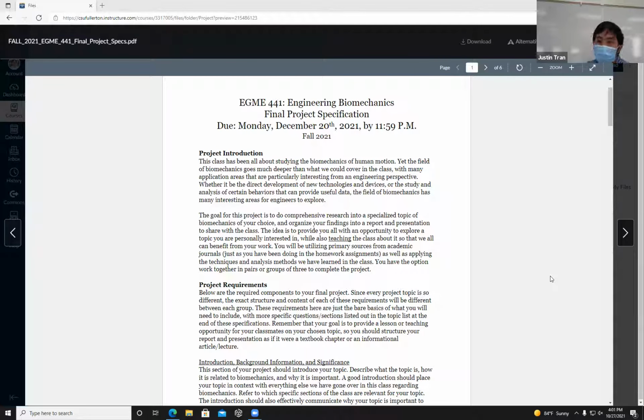Because the thing with biomechanics, as we've said a lot in this class, is that it's a very wide topic area. And so there are so many really interesting areas of biomechanics that we're just not going to be able to get to in this class, because this is the only one of its kind right now in our college. And we kind of have to build up a lot of things from scratch.